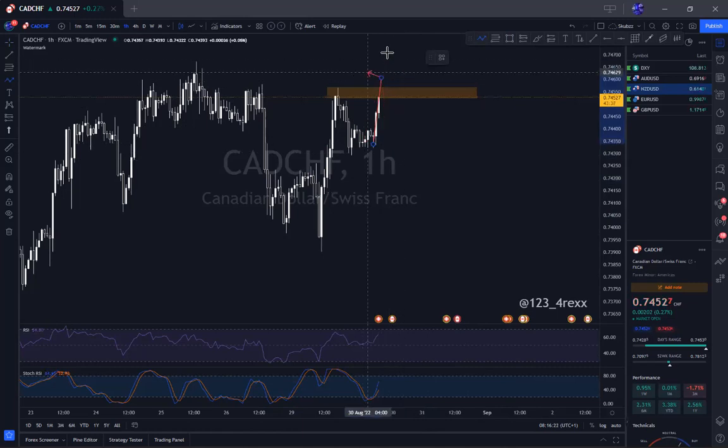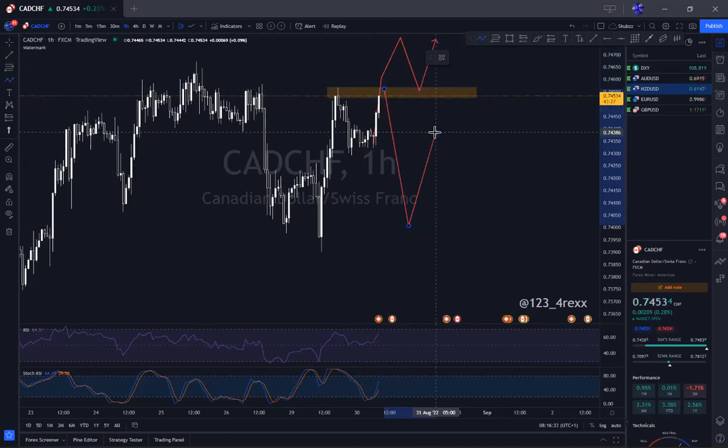Price might push up and then take our liquidity here and drop below. So watch out for that clear break, and then you can see if you have a retest. That's one way you can look at it. The second way is if you have that rejection from that top, you can wait to see a tap here and a continuation, more like a double top formation there. So that's how you can attack CADCHF.